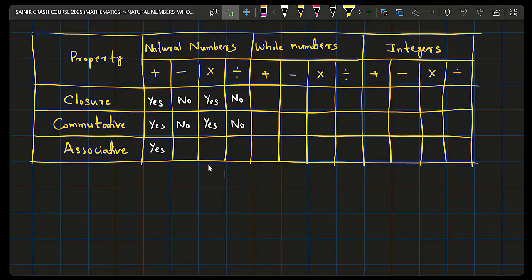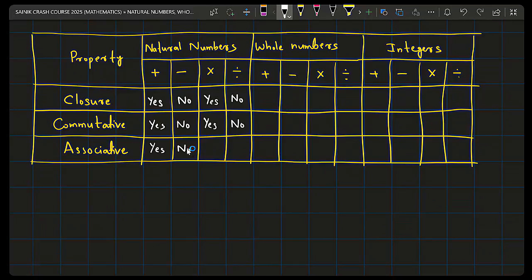Next, subtraction. Let's take one simple example. 3, 2, 1. I want to check whether 3 minus 2 minus 1 is equal to 3 minus 2 minus 1 with the brackets placed differently. 3 minus 2 we have to simplify first because it is in brackets. That is 1 minus 1. Here 2 minus 1 we have to simplify first. That is 1. 3 minus 1. Do you think that these two are equal? 1 minus 1 simplifies to 0. 3 minus 1 simplifies to 2. They are not equal. So we can say that natural numbers are not satisfying associative property under subtraction. So let's write here no.